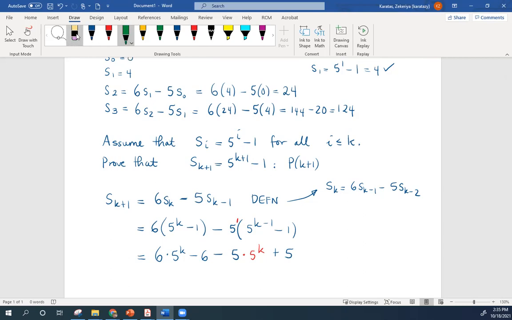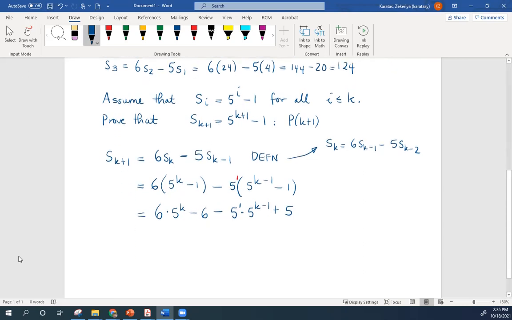Oh, I'm sorry, I made a mistake here. This should be just 5 to the k, right? Let me just write it in detail: 5 times 5 to the power k minus 1. So I distributed that one. This is like 5 to the 1. If I now combine, this is going to be 6 times 5 to the k minus 6, and that's going to be minus 5 to the k plus 5.